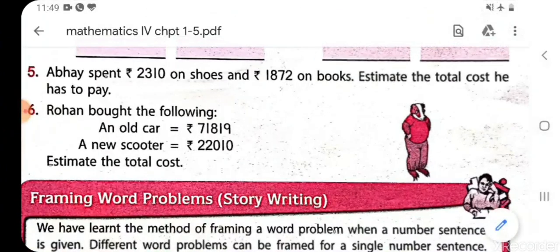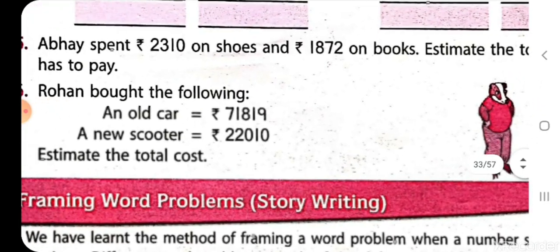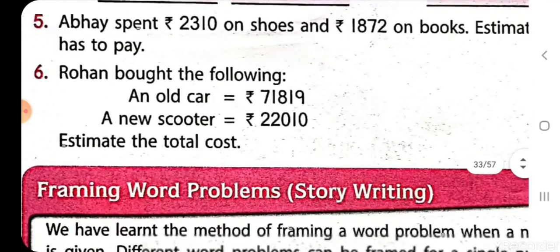Again, moving to the next question, question number 6. As we can see, Rohan bought the following: an old car for rupees 71,819 and a new scooter for rupees 22,010. Estimate the total cost. So this question will be like the above one, like we have done in question number 5. This will also be the same.